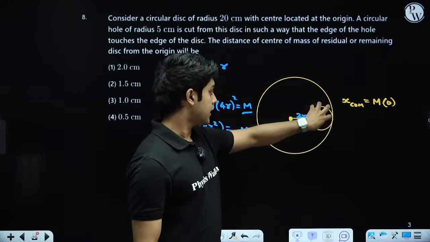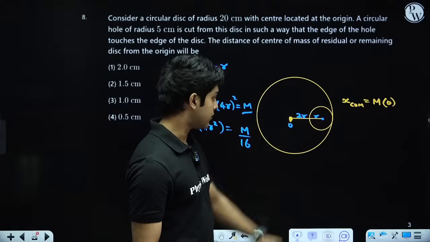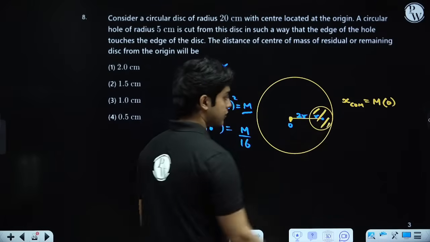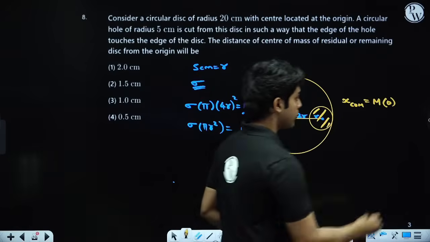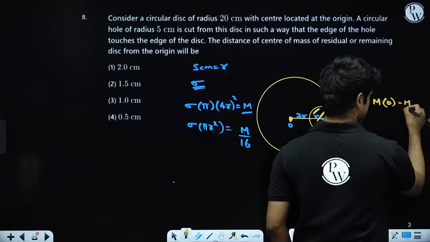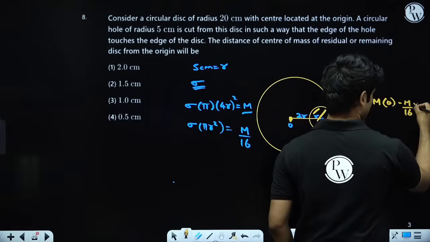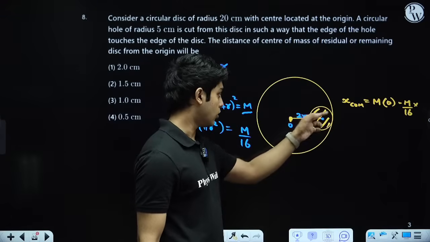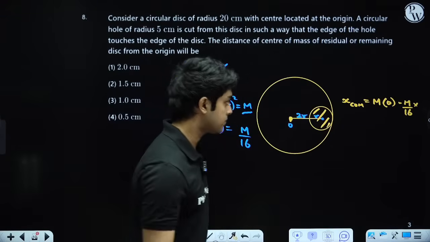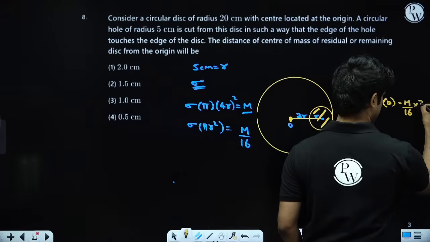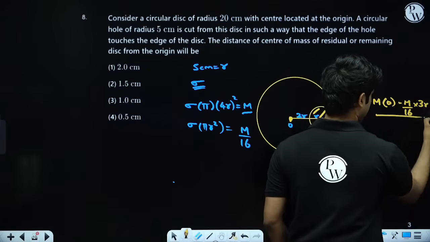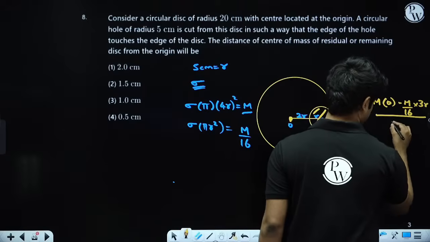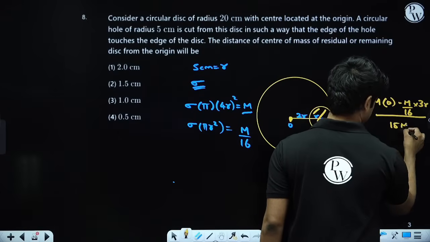Now we'll assume that there is a negative mass of m by 16 over here, this hole. So we'll put a negative sign here, so minus m by 16 multiplied with the x coordinate of the center of mass of the hole. It is 2r plus r, which is 3r. So this would be 3r, divided by m1 plus m2, which is m minus m by 16, or 15 m by 16.